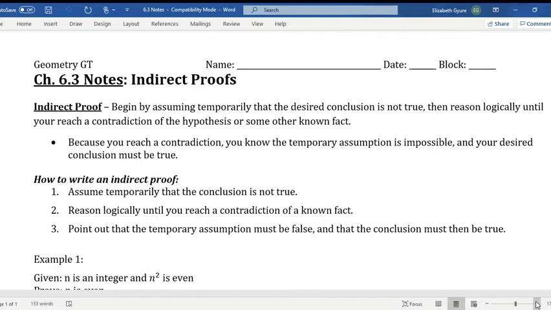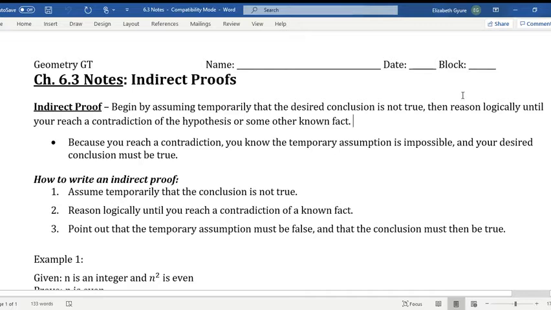So for an indirect proof, we actually begin by assuming temporarily that the desired conclusion is not true. So we assume that whatever we are trying to prove is not true, is inaccurate. Then you reason logically until you reach a contradiction of the hypothesis or some other known fact. So we take a look at what we're being asked to prove, and we want to assume that it is inaccurate, that it is not true.